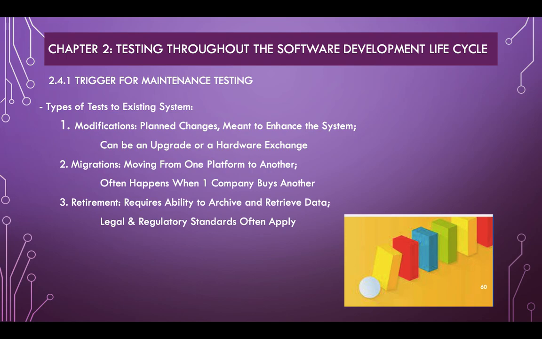2.4.1 Trigger for maintenance testing. For maintenance testing, there are three main types. Modifications, like an update, a patch, or hardware exchange, can trigger the need for a maintenance test. Migration, like moving the system from one platform to another, can trigger the need for a maintenance test. An example of this is when one company absorbs another, or a change to the type of hardware, like going from a PC to a Mac. And retirement of software, hardware, or data can also trigger the need for maintenance testing. This requires the ability to archive and retrieve the data while complying with legal and regulatory standards.